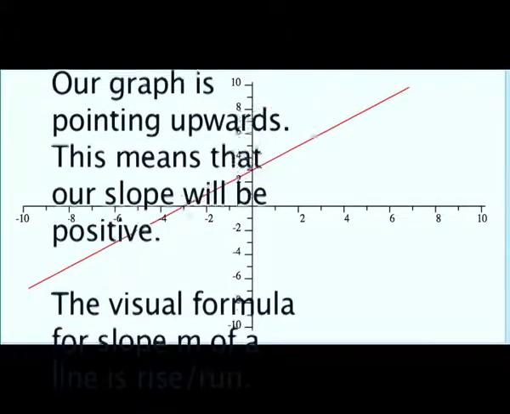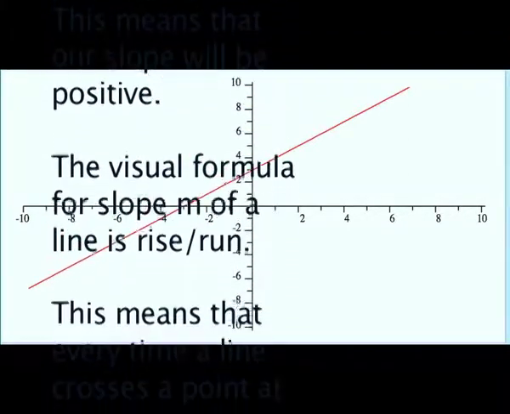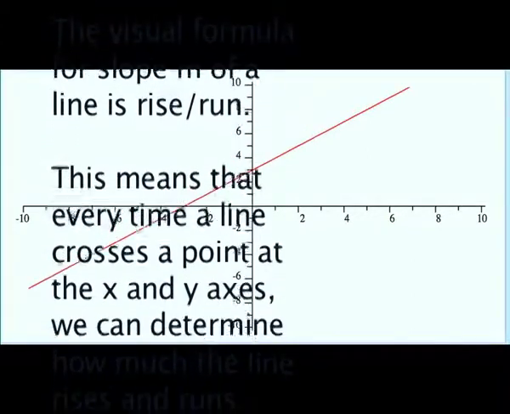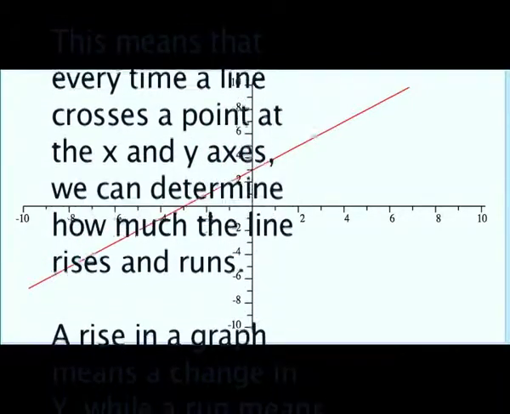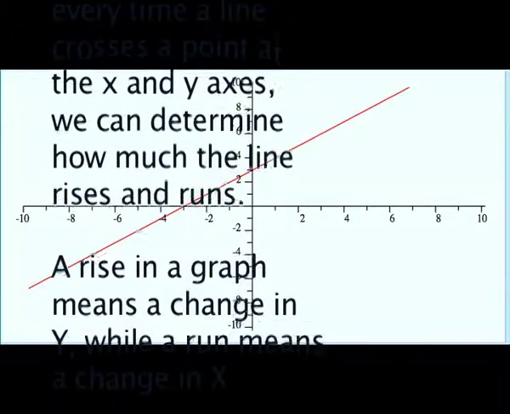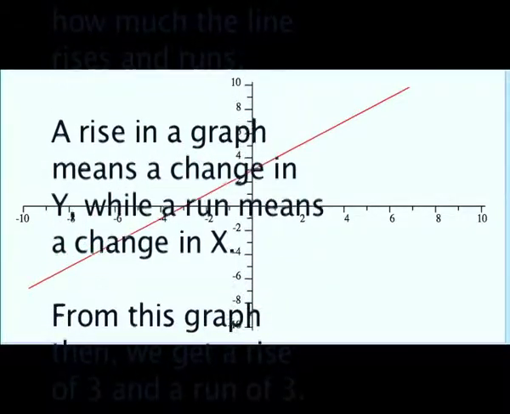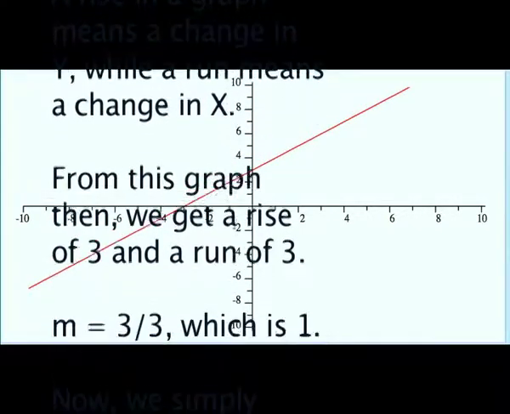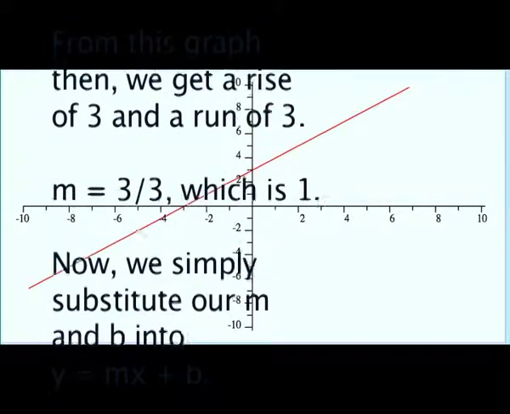The visual formula for slope m of a line is rise over run. This means that every time a line crosses a point at the x and y axes, we can determine how much the line rises and runs. A rise in a graph means a change in y, while a run means a change in x. From this graph, then, we get a rise of 3 and a run of 3. M equals 3 over 3, which is 1.